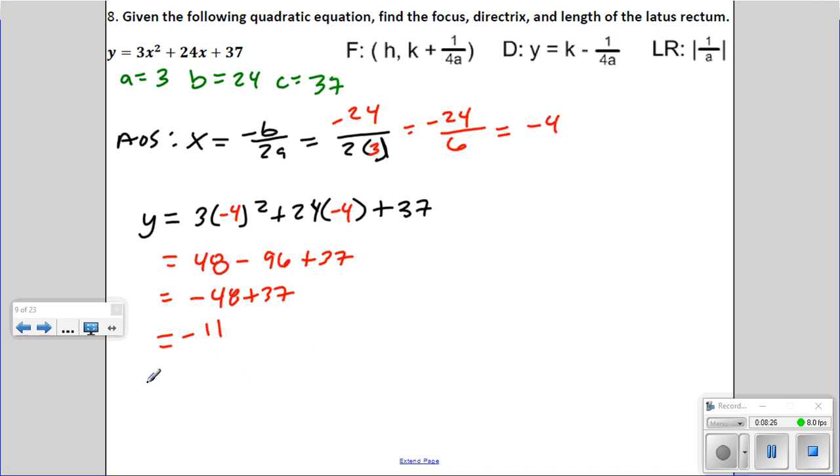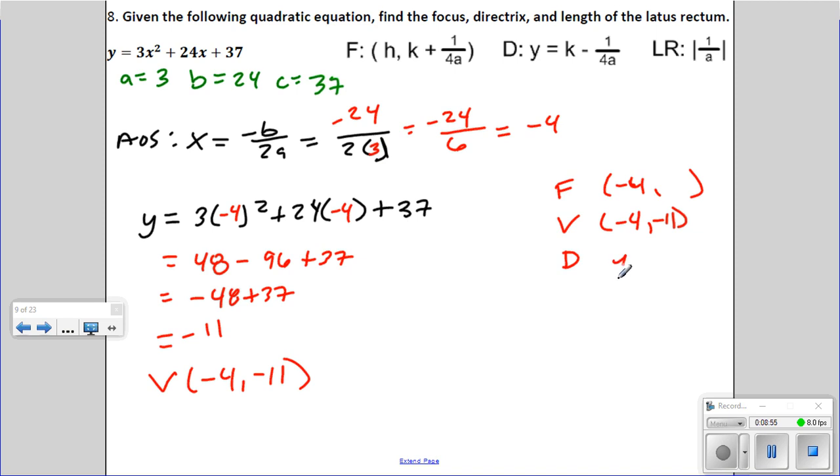So with that being said, my vertex has the coordinates negative 4, negative 11. And again, A is positive. So this is a case of F, V, D. Our vertex is negative 4, negative 11. Our focus has the same x value. And our directrix has y equals.